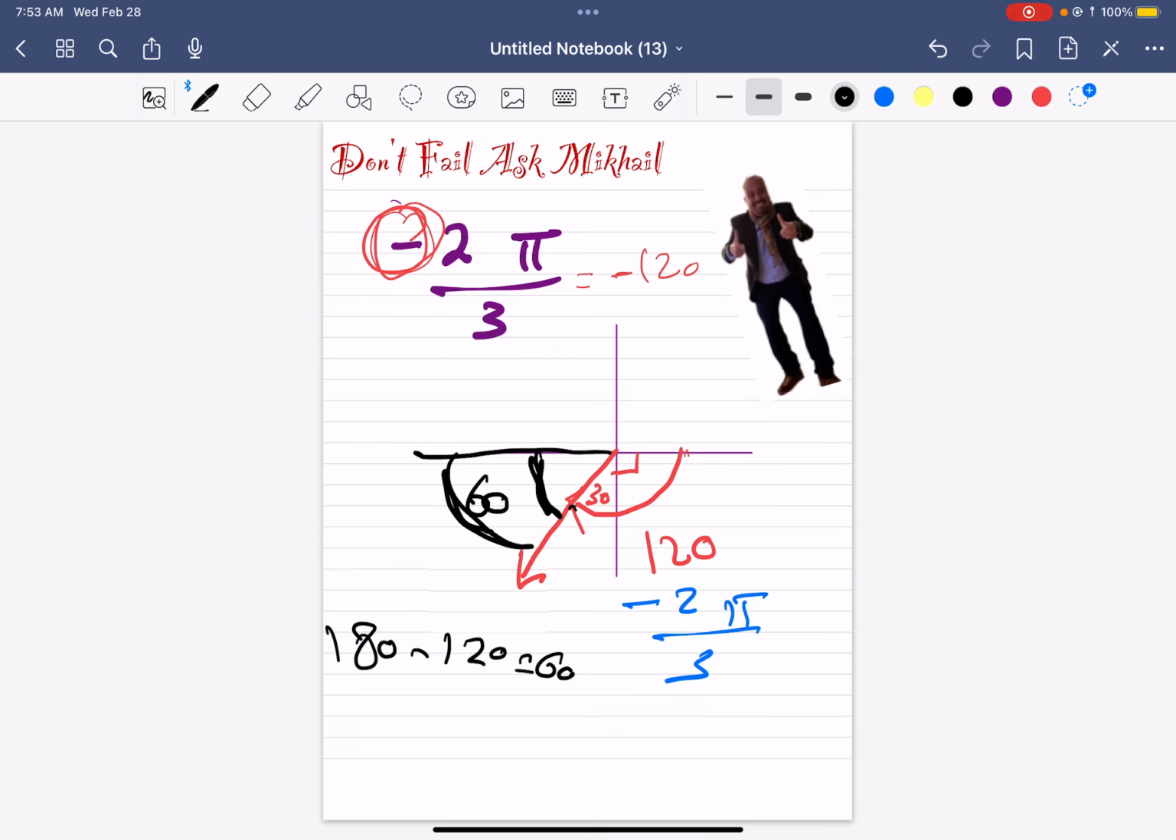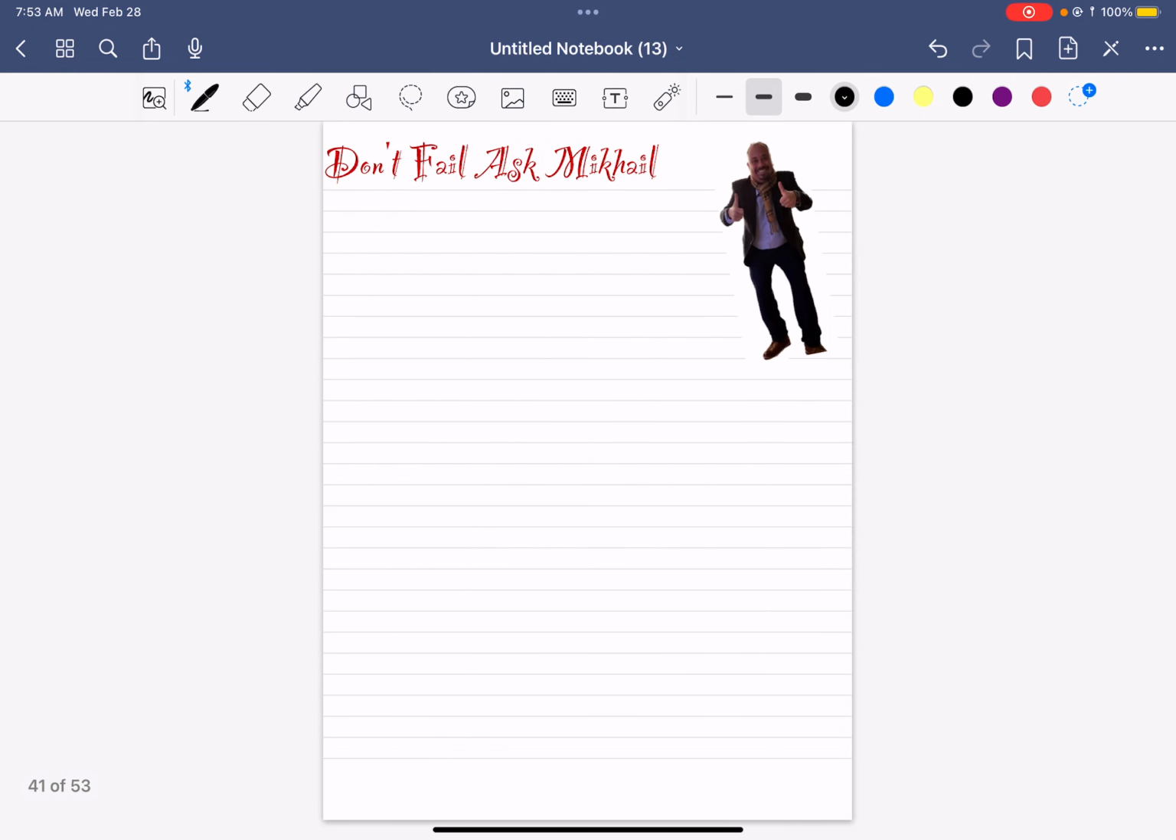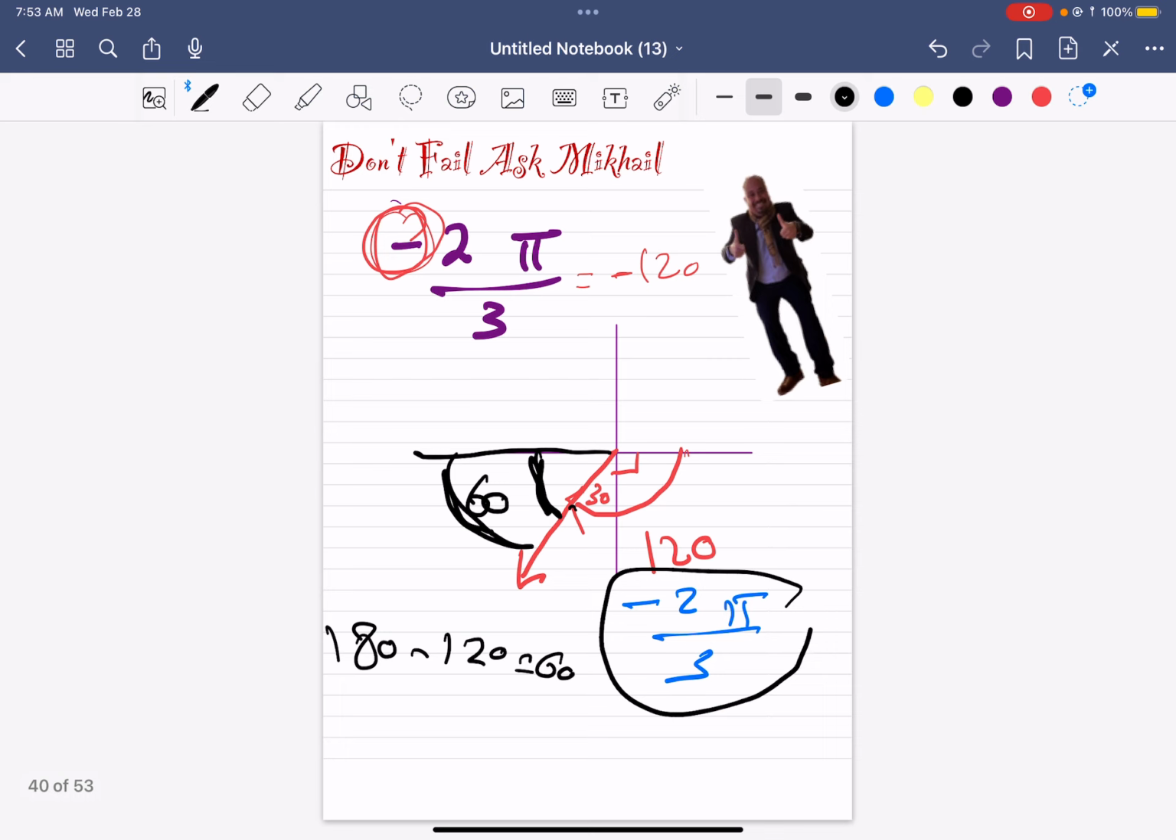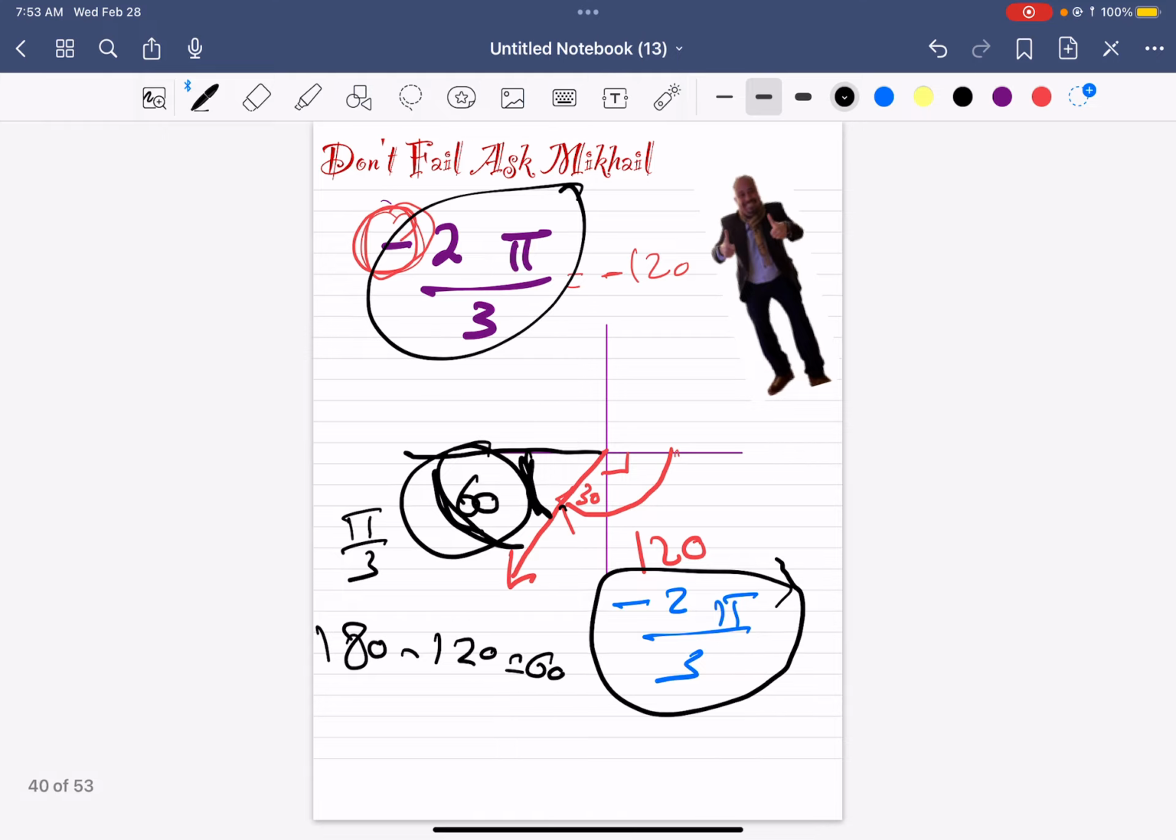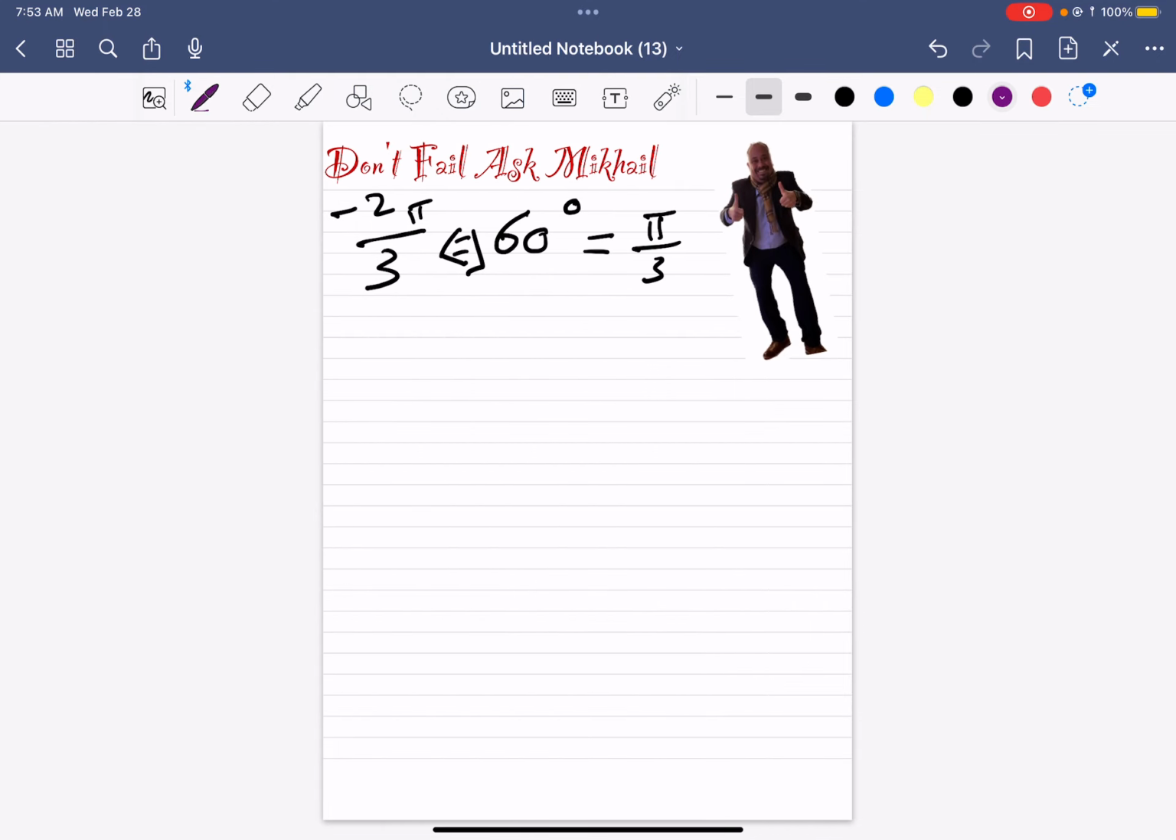So I'm going to work on the 60 degrees trig ratio. I'm going to come here and use the sine, cosine, tangent for the 60, which is the same as pi over 3, which is equivalent to negative 2 pi over 3, as we just proved. 2 pi over 3 and negative is the same as 60 at the reference, which is pi over 3. So let's find sine, cosine, tangent of 60 degrees.